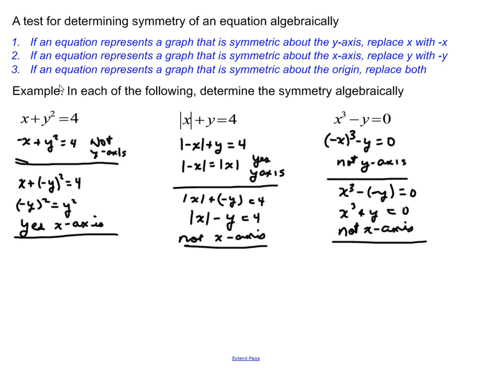Okay, how about equations that represent graphs symmetric to the origin? We're going to replace both. When I say both, I mean both x with negative x and y with negative y. So if we check our first equation by doing that, we're going to get the negative of x plus the negative of y squared is equal to 4. And simplifying that equation gives us negative x plus y squared equals 4. And that is just like the first case that we had. So we're going to say not to the origin.